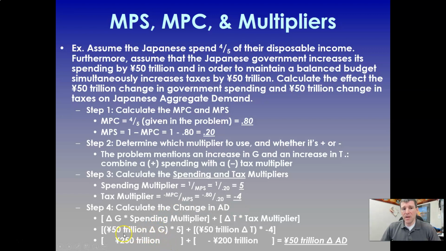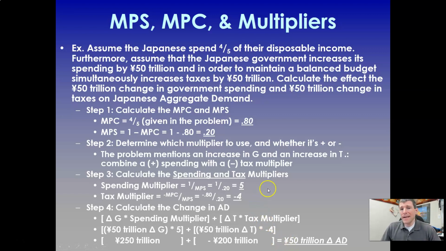So the change in spending resulted in a 250 trillion yen increase, right? That'd be the 50 trillion yen times 5. And then we had a negative 200 trillion yen decrease, right? Because you had the 50 trillion yen times negative 4. So add those two together, 250 trillion yen increase minus a 200 trillion yen decrease. That nets out to a 50 trillion yen overall change in aggregate demand.